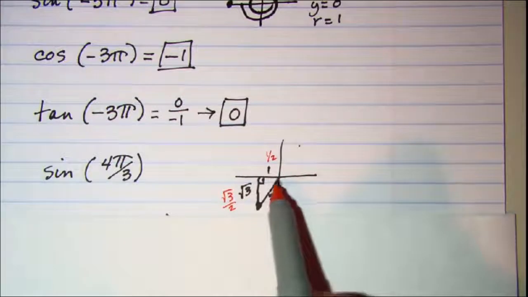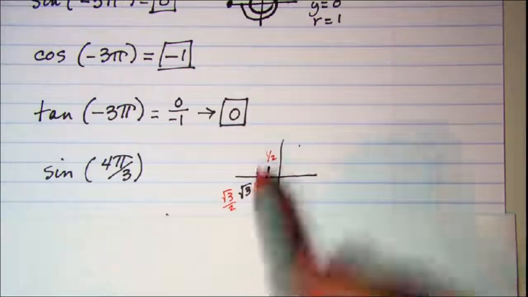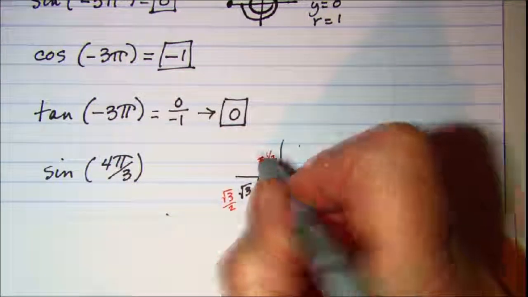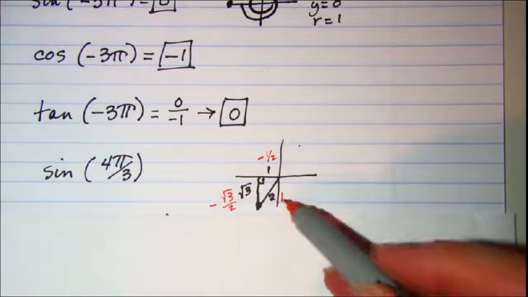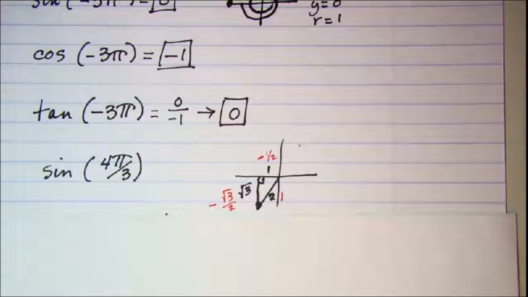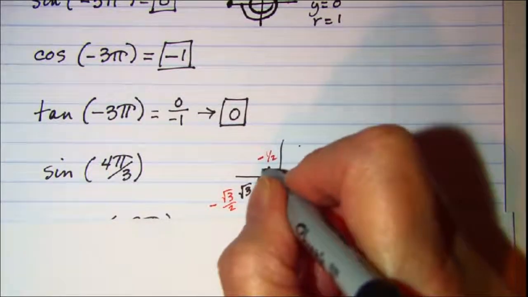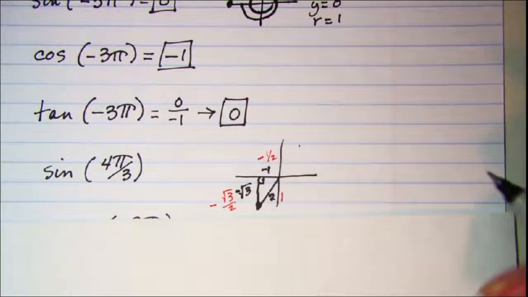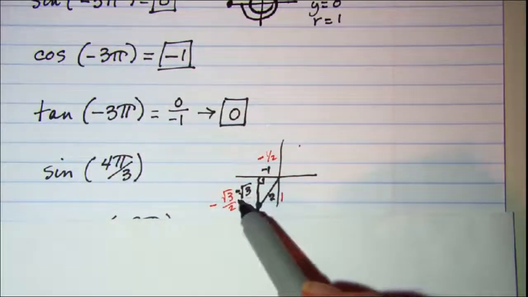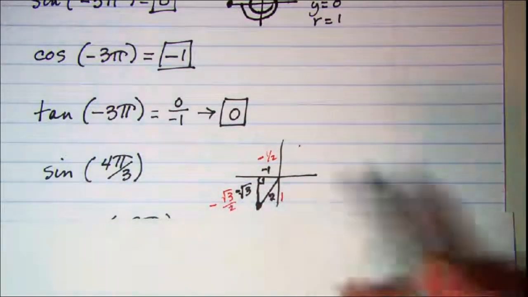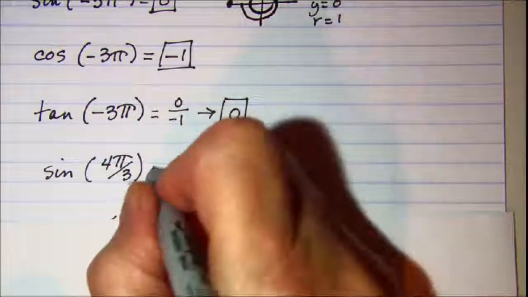Now notice that when I move left, that's actually a negative. And when I go down, that's a negative as well. The hypotenuse is always positive. So let me stick a negative on these guys. So the sine is y, so we have negative root 3 over 2.